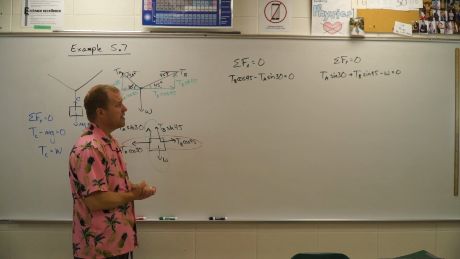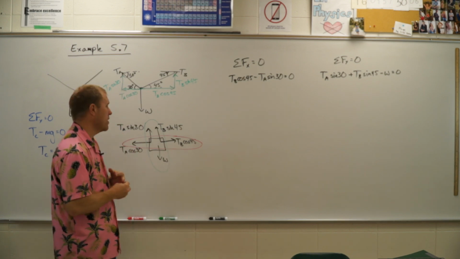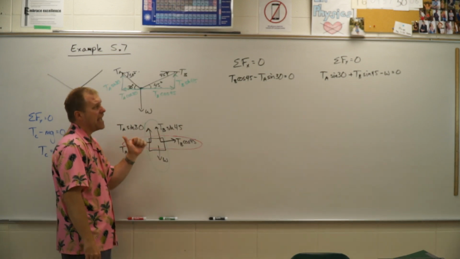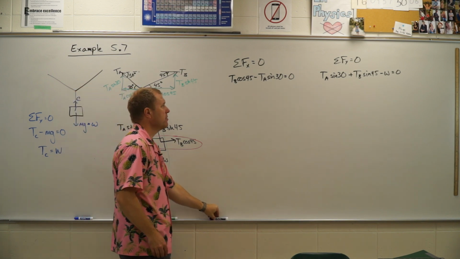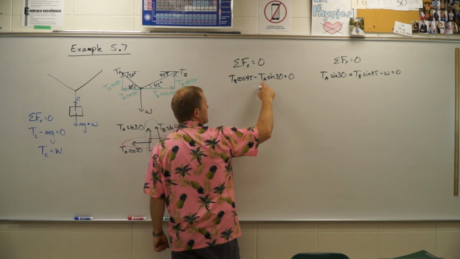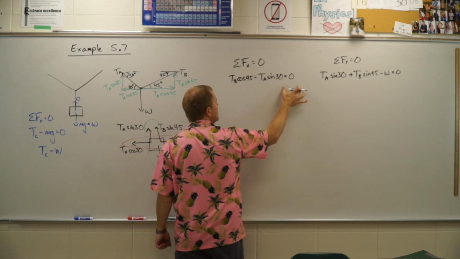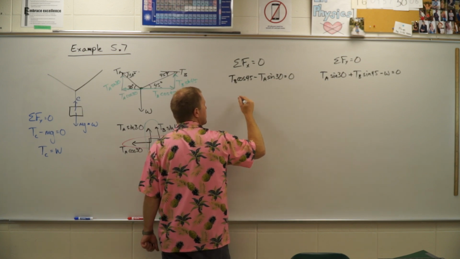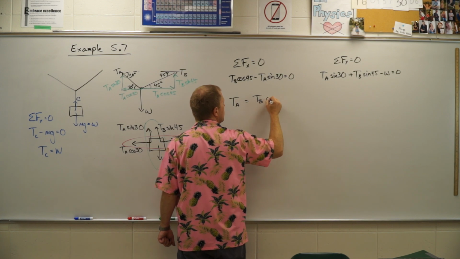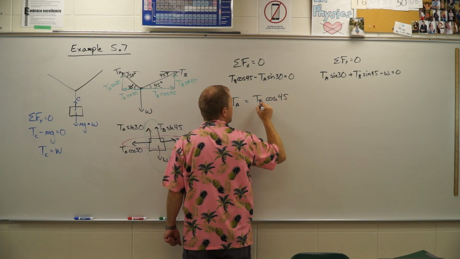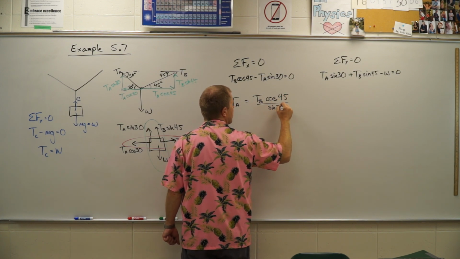So what we're going to do next is solve this system of equations. So we're solving for TA and TB, and we want them in terms of W. So the first thing we're going to do is go over here and solve this for TA. So I'm going to move my TA over to the other side and divide my sine 30 back. So I'm going to have TA is equal to TB cosine of 45 divided by the sine of 30.